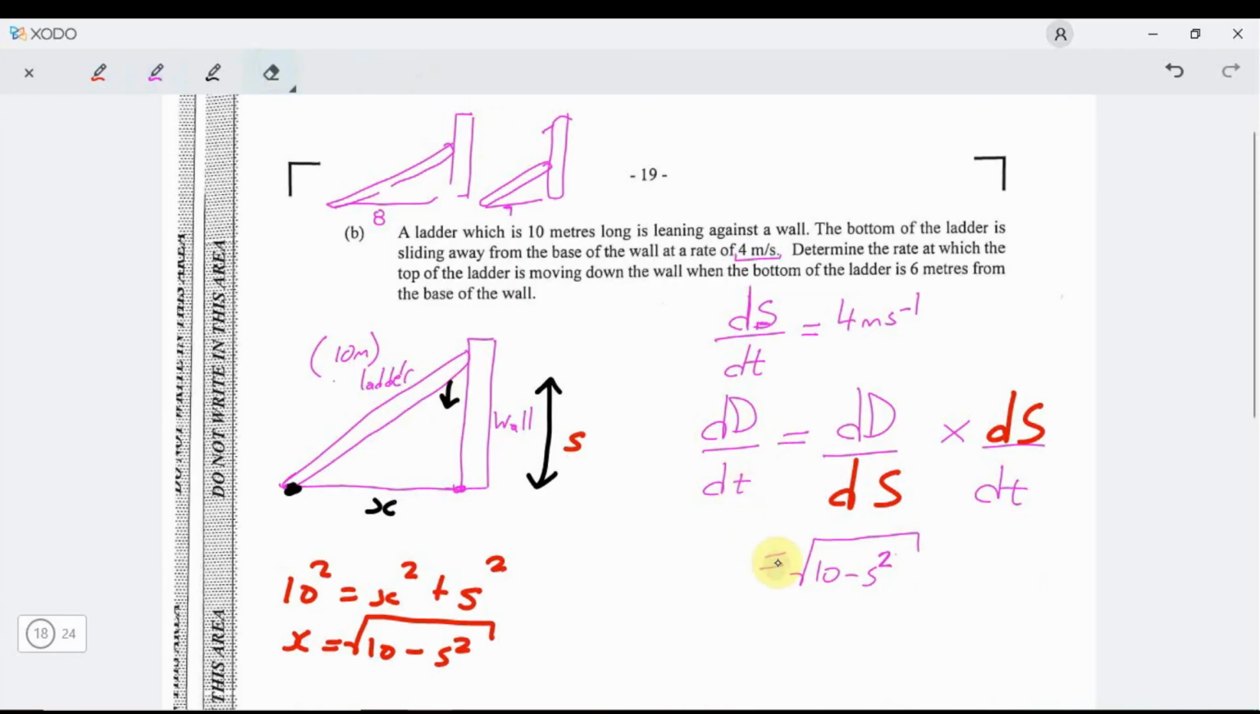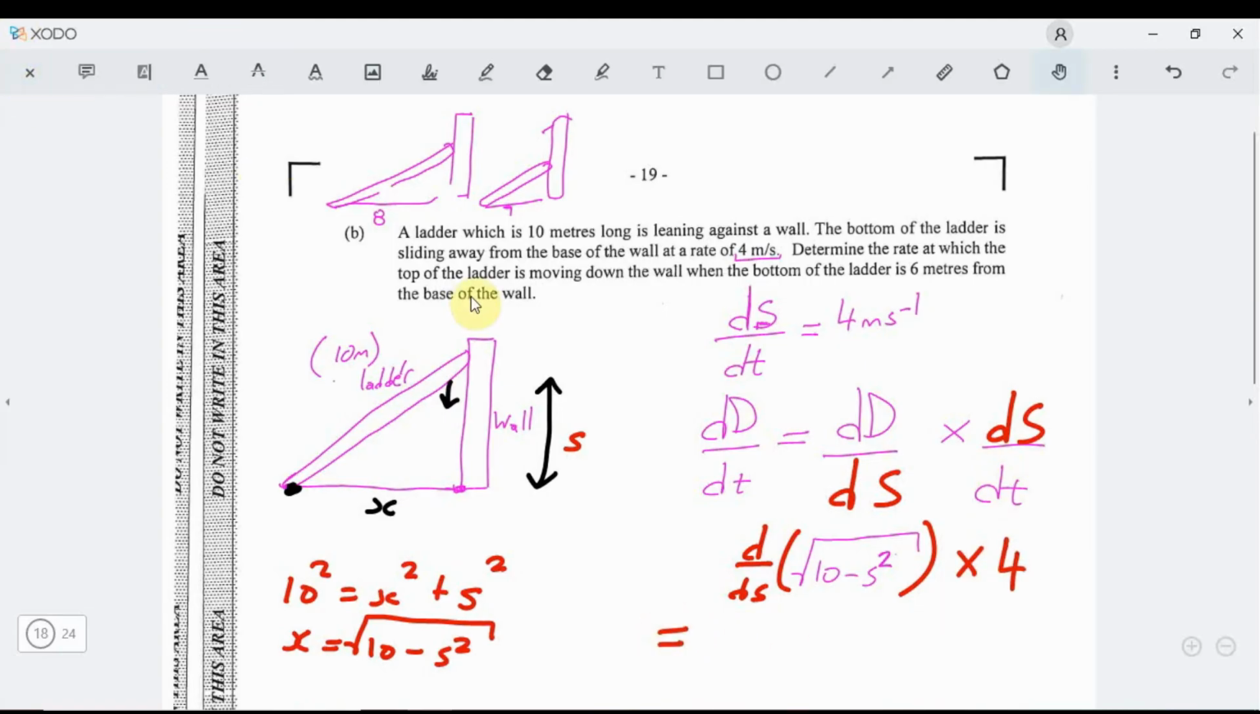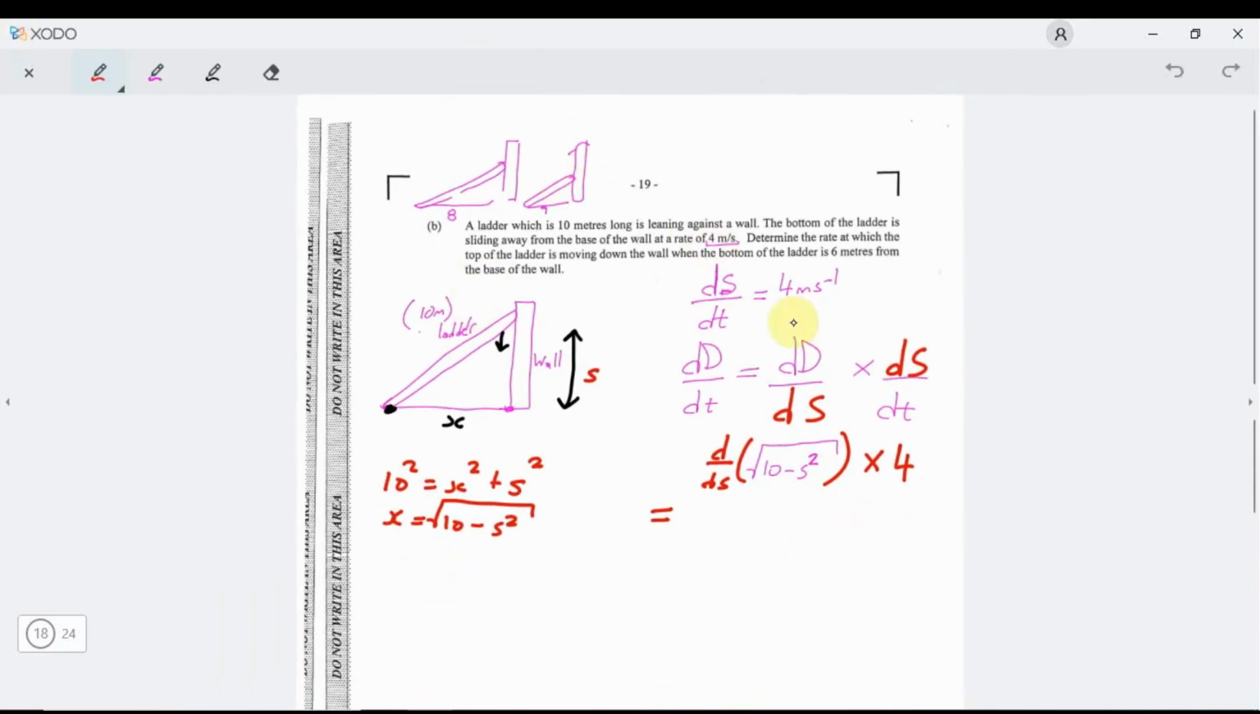Well, we need to differentiate it first because this is the expression for its movement going down. So we need to differentiate this, and then we're going to multiply that result by ds dt, which is 4. So let's go ahead and do that. It's just connected rates of change, guys. So differentiate it now: carry down the power, subtract 1 from the power, minus half, multiplied by the derivative inside the bracket, minus 2s times 4. In that case now, the minus 2 cancels the half.